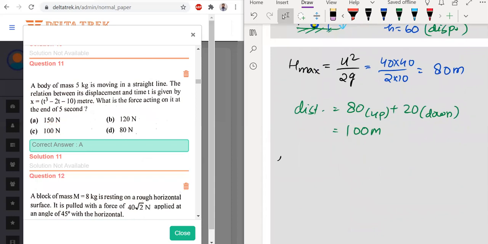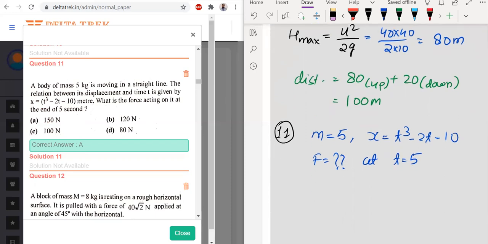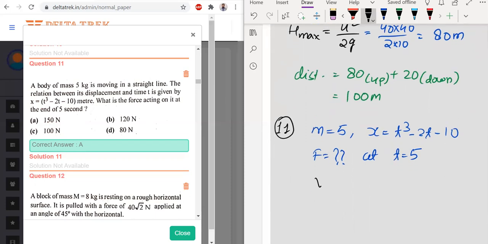Let's see question number 11. So this one is a good one. See, we have the mass, it is 5. We have x, it is t cube minus 2t minus 10. And we have been asked for the force at t is equal to 5. So we already know that when x is given, for force we need acceleration. So we'll differentiate the x. I'll start with it.